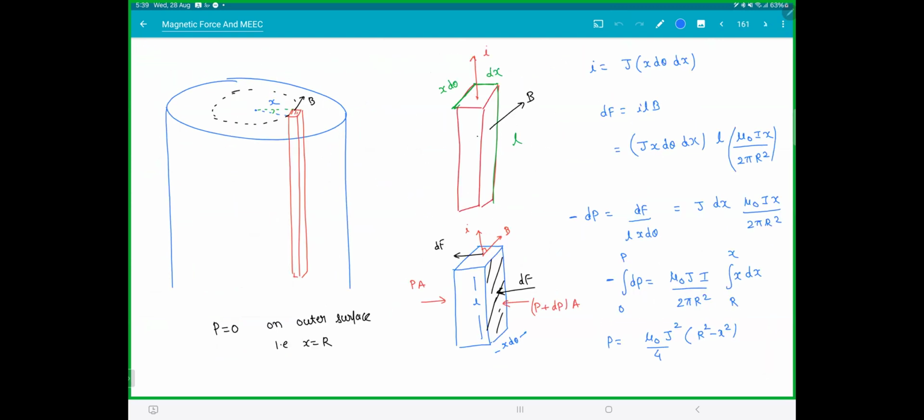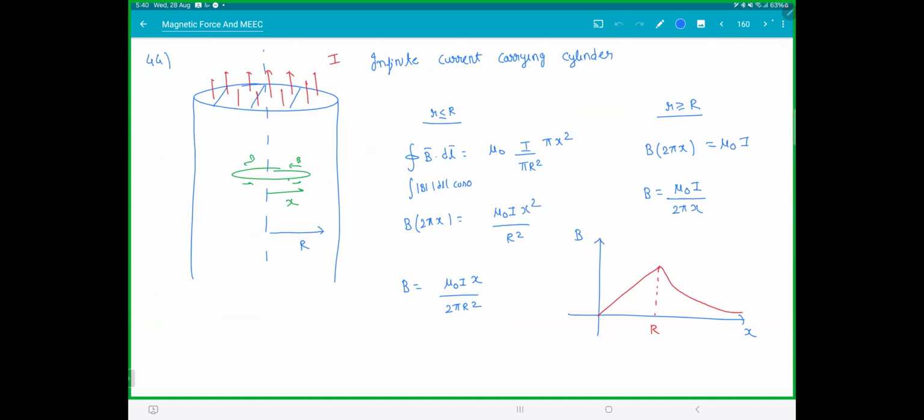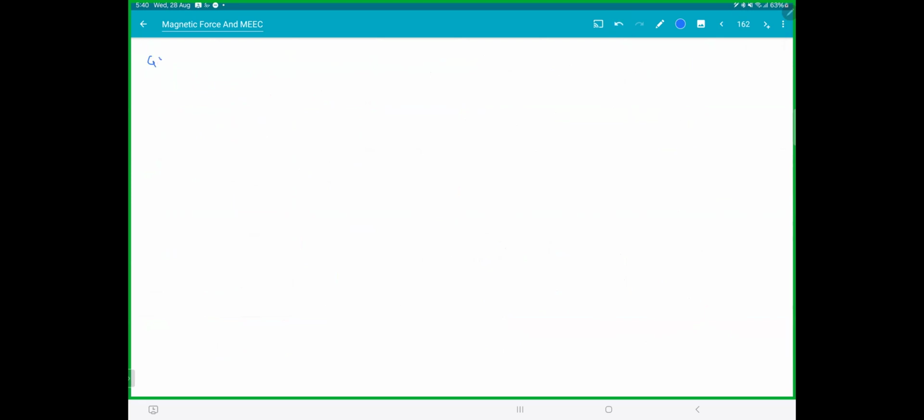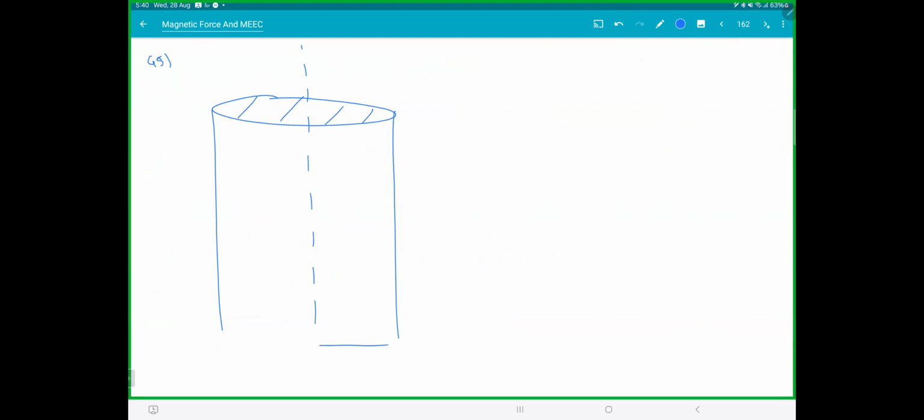There, that is your expression: mu naught J squared, R squared minus X squared. Let's see one more. We have an infinite solid cylinder. This is R. The current density J is given by J naught into 1 minus X by R. Meaning when X is equal to 0, current is maximum, and as you go out, the current decreases.